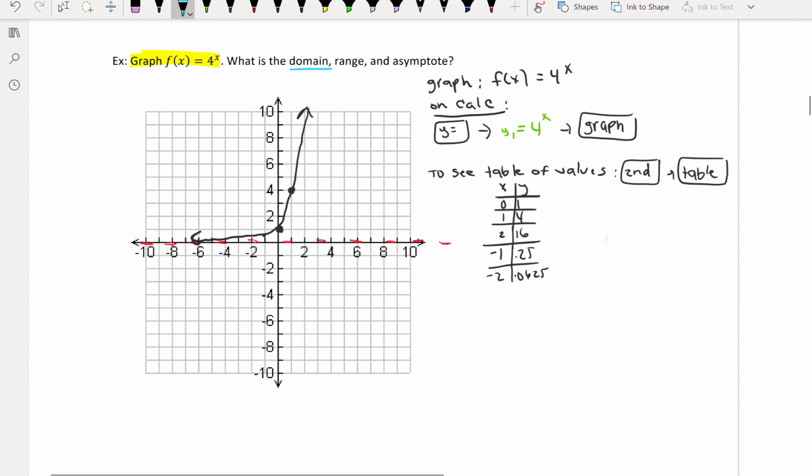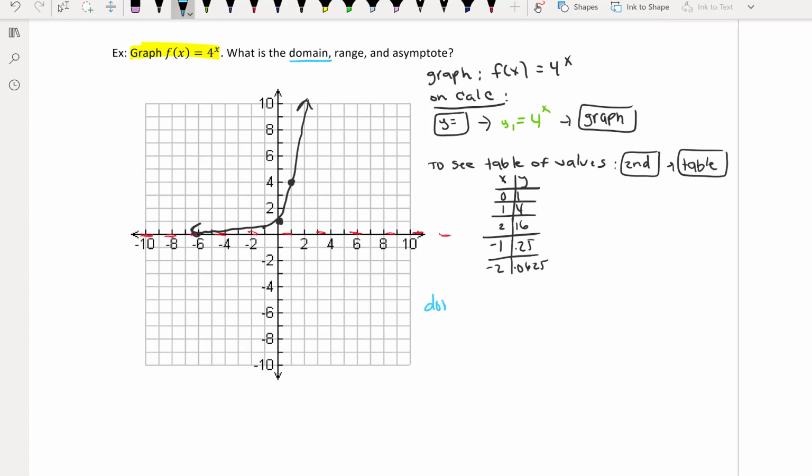When it's talking about the domain, that's where all of my x values are. So my x values go from negative infinity to positive infinity. Don't forget that these are talking about my x values. The next thing they're talking about is the range. The range is going to be the y values. The smallest y value that I have here is 0, and it goes off to positive infinity.